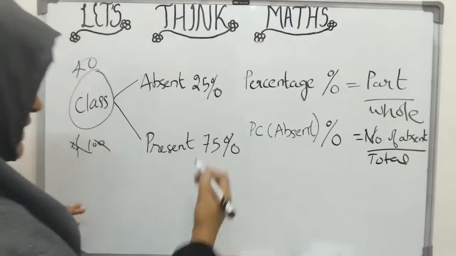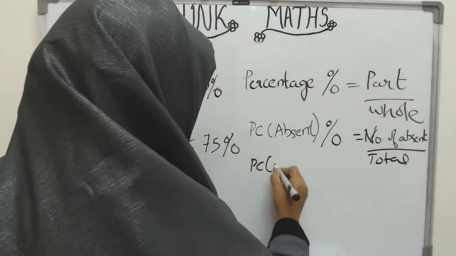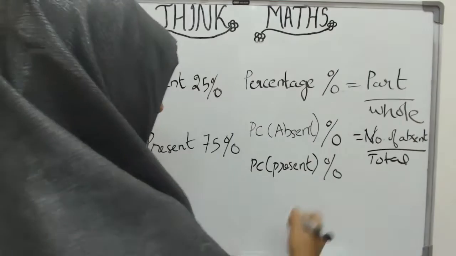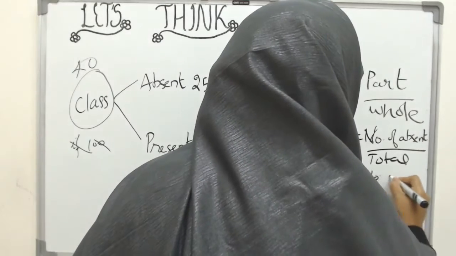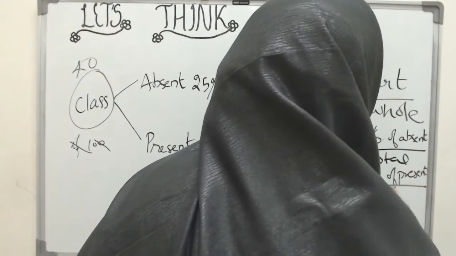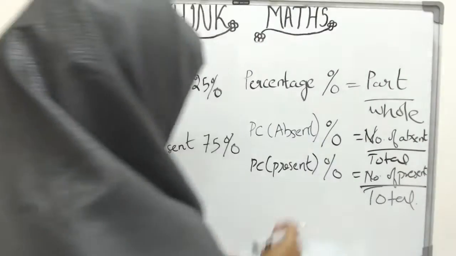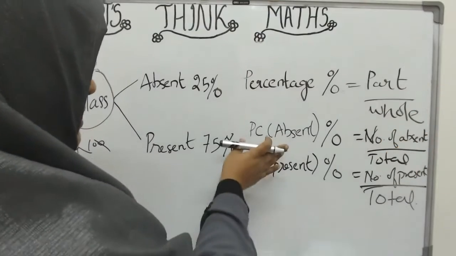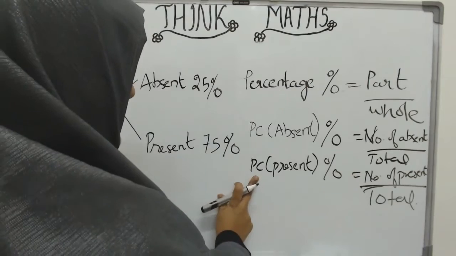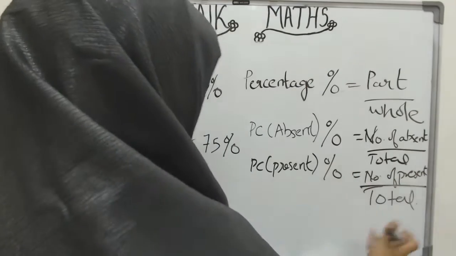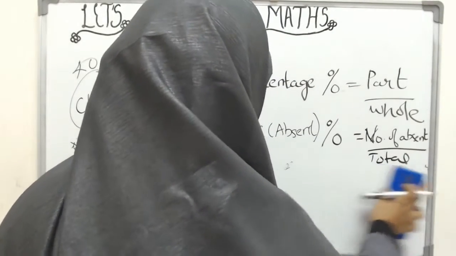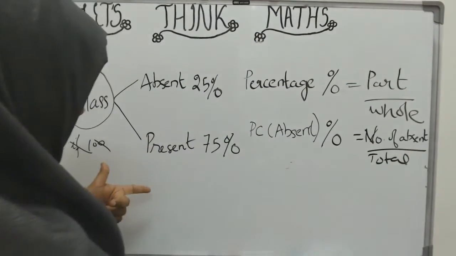Right? Similarly, what will be the percentage of the present students? How much will that be? The number of present students by the total number of students. So this is just a general formula. So the percentage of absent students is number of absent by total. The percentage of present students is number of present students by the total. So first we will find how many of them are absent. By that itself you will get how many are present, right?